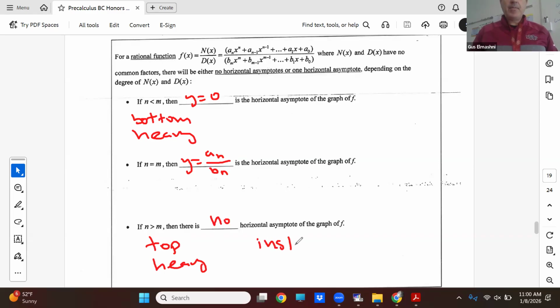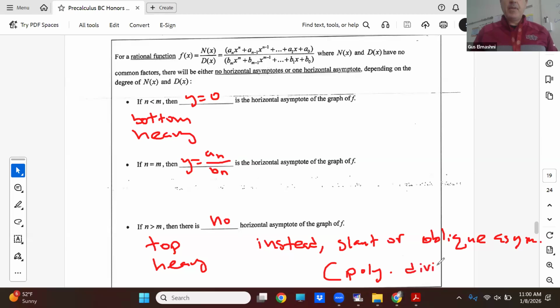Instead, you have something called a slant or oblique asymptote, where you have to do polynomial division. You could do synthetic division if it's possible. If not, then you could do the long division or the technique I showed you a couple days ago.